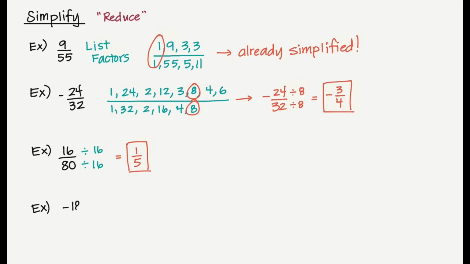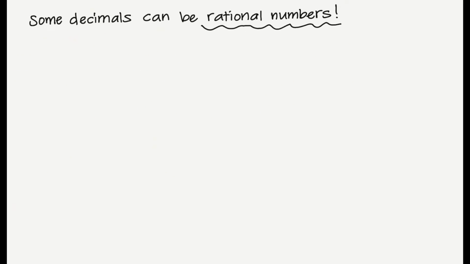Let's do one more. -18 over 29. And I'm thinking that 29 is a prime number. So I really can't think of anything that would go into both other than the number 1. So this is already simplified as well. So why don't we go ahead and move on now.